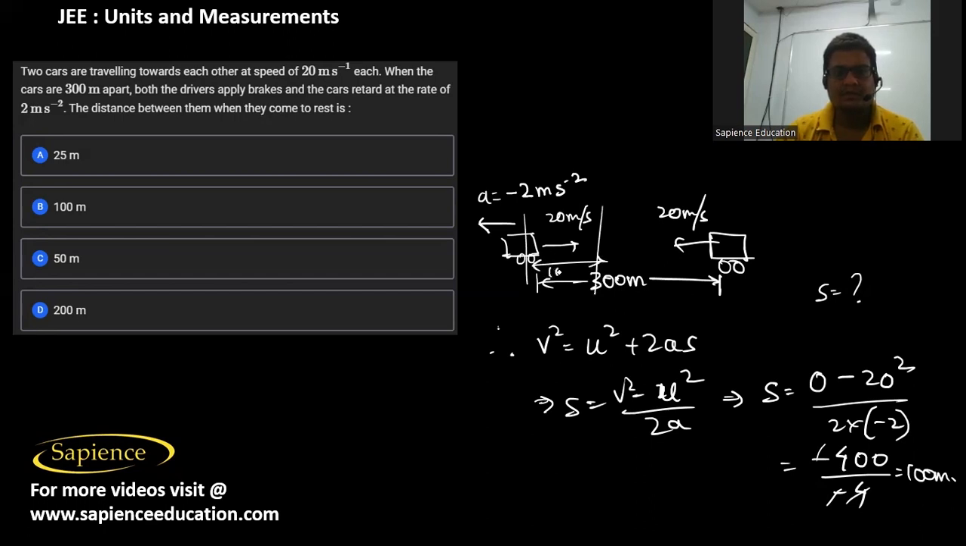So the first car also will move 100 meters. The second car also will move a length of 100 meters. So the distance in between them when they come to rest, that will be also 100 meters. So option B is the correct answer.